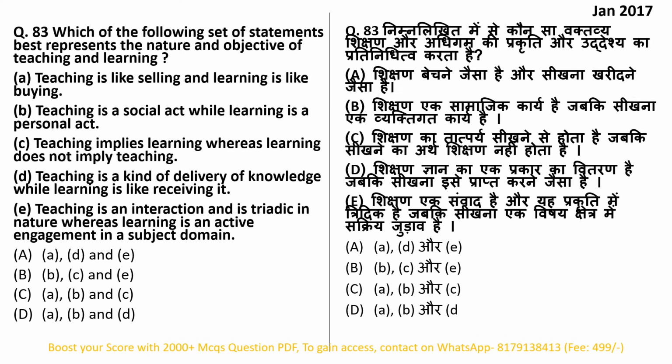Which of the following set of statements best represent the nature and objective of teaching and learning? The right answer is A, D, and E. Teaching is like selling and learning is like buying. Teaching is a kind of delivery of knowledge while learning is receiving, and teaching is an interaction and is triadic in nature while learning is active engagement of a subject in a subject domain.